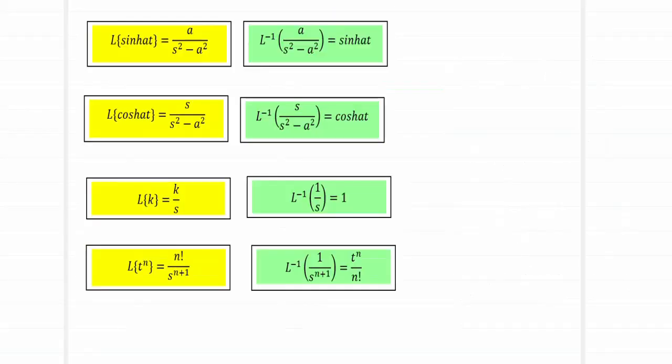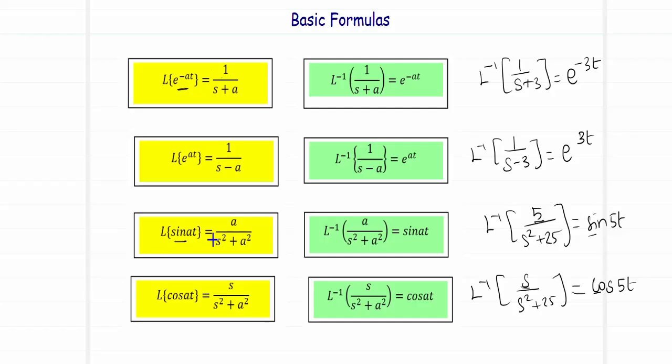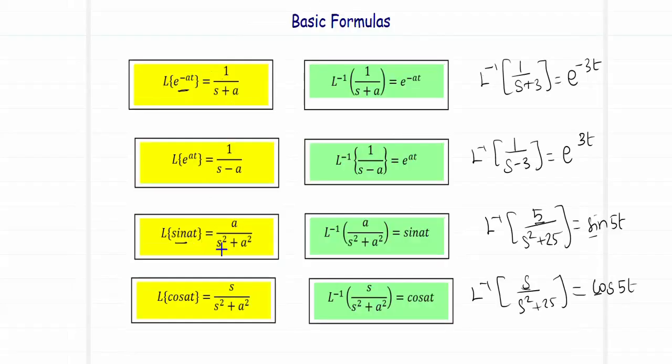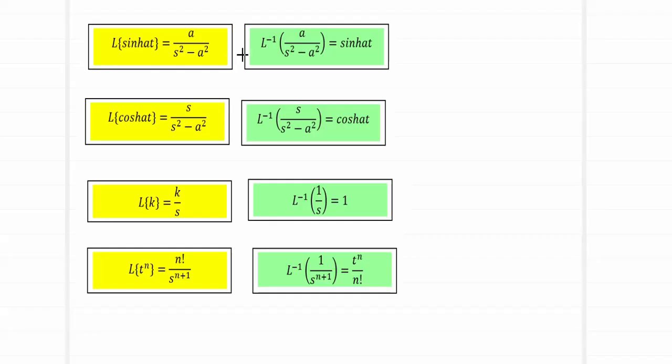Okay. Next, we know Laplace of sinh of at is a by s square minus a square. So what is the difference between sin and sinh? In sinh, the denominator has a negative sign. In sine, you have a positive sign. That is the basic difference. Now when you want the Laplace inverse, you retrieve back your sinh of at. So what will be Laplace inverse of 3 divided by s square minus 9? This will be sinh of 3t.